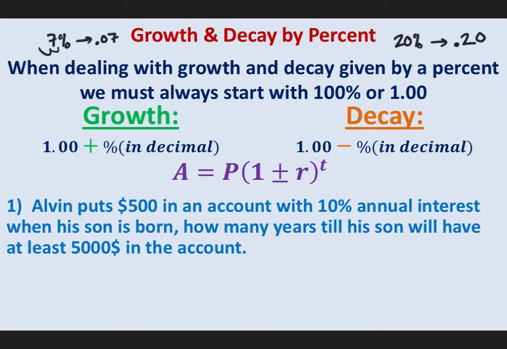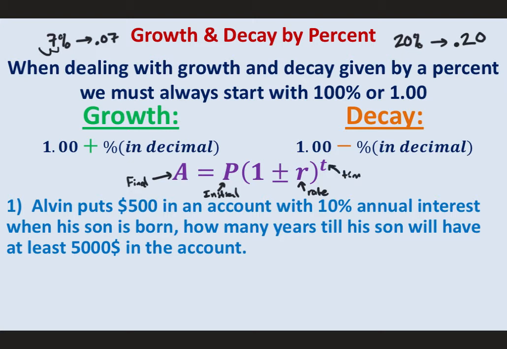All right, and here's how we write our formula. So we still have the same factors, the same playing pieces. A is going to be our final value. P is still our initial value, our principal. R is our rate that we were just talking about, so this is our rate as a decimal. And T is still our time.